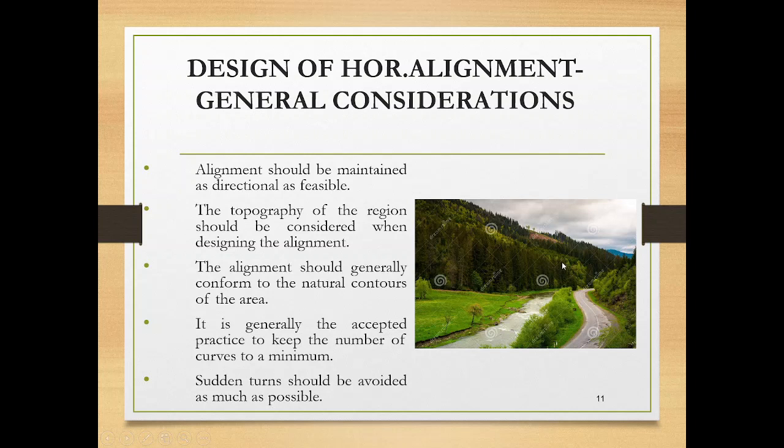The alignment should generally conform to the natural contours of the area, otherwise it is very ugly. It is rising and falling like a roller coaster. So just think that this road conforms to the natural contours of the area. It is generally accepted practice to keep the number of curves to a minimum. The more curves you have, the more difficult it becomes for the driver to drive. Then sudden turns like hairpin bends should be avoided as much as possible.